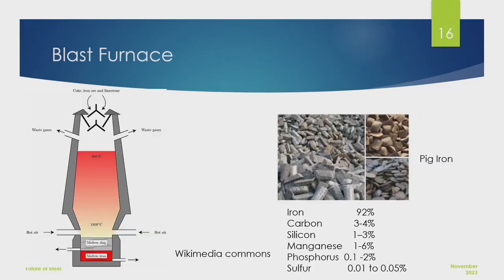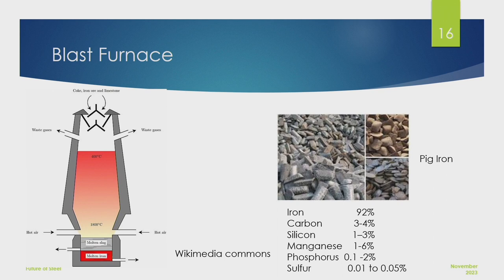So you're blowing lots of gas in and you're putting material in and you're draining things out at the bottom. And then you have this liquid cast iron called hot metal in the industry, and then you cast it into small ingots, which they called pigs. Therefore, the material that's coming out of this is called pig iron. It's coming from the actual casting process itself.